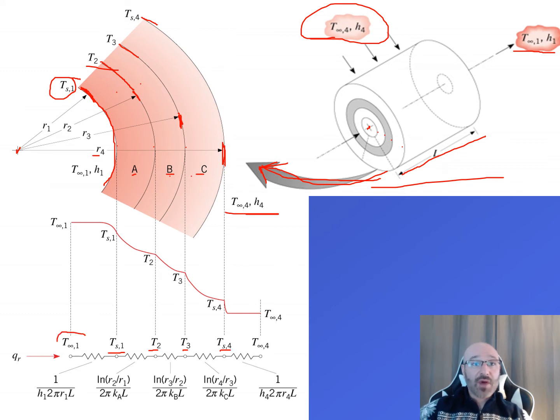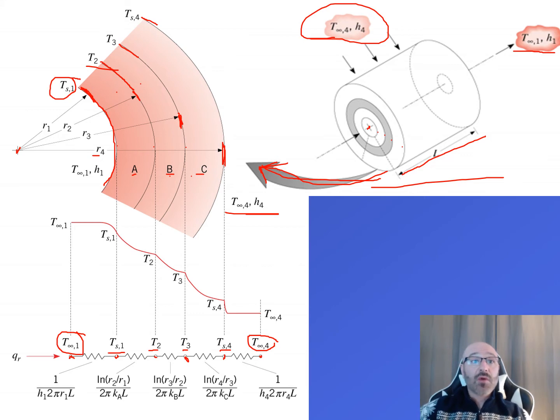I also have my fluid temperature inside and my fluid temperature outside. So we can see we have a node right here for our fluid temperature on the inside, a node right here for our inner surface, TS1, a node right here for the surface in between A and B, a node here for the surface in between B and C, a node right here for the outer surface at the edge of C, and then we also have a node right here for our outer fluid temperature, T infinity 4. Now with those, we can go through and draw out this thermal circuit.